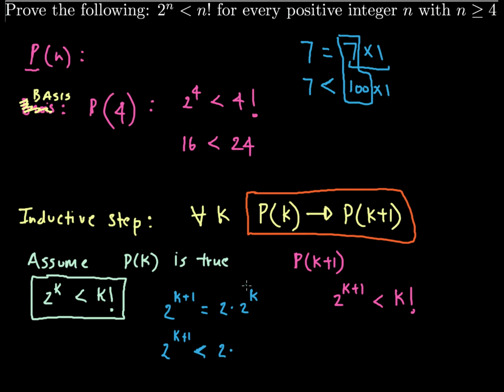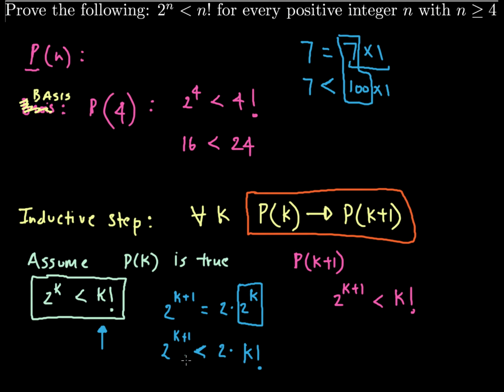But in place of 2 to the power k, I'm going to replace everything in the box with some number that is greater than it. Well, I'm assuming that P of k is true, and because P of k is true, this number right here, k factorial, I know that k factorial coming from this box is greater than 2 to the power k. So I'm going to write over here k factorial.